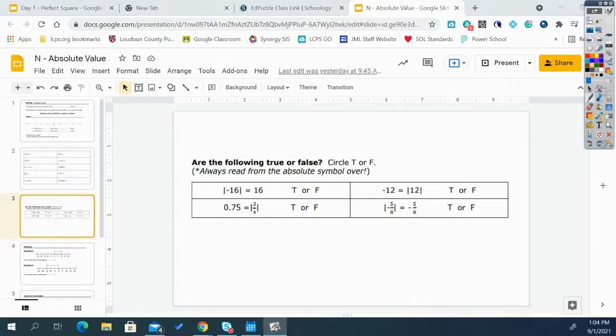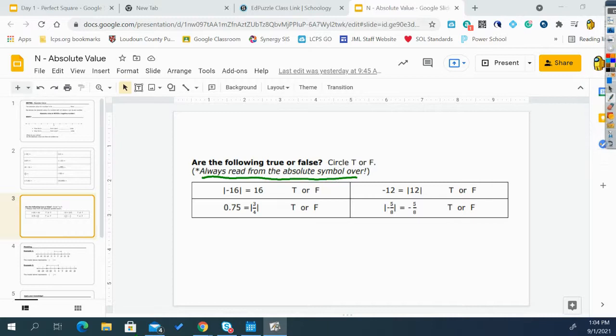Our next problem is a true or false one, and you'll definitely see problems like this on your test. The reason I'm showing it to you is because it can be very confusing. My hint is that you should always read from the absolute value symbol first. So look at the absolute value symbol first, and then go look at the other side of the equal sign and see if that makes sense. So the absolute value of negative 16, would that be 16, true or false? You could select one now.